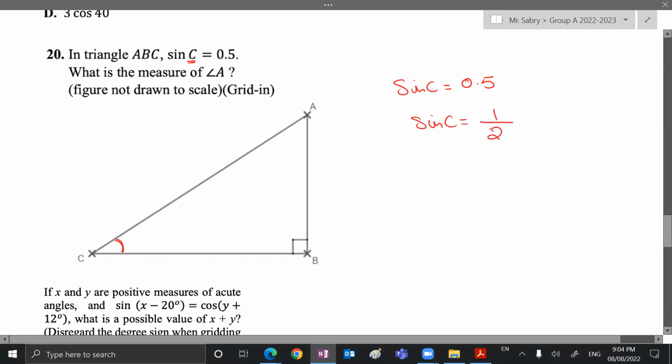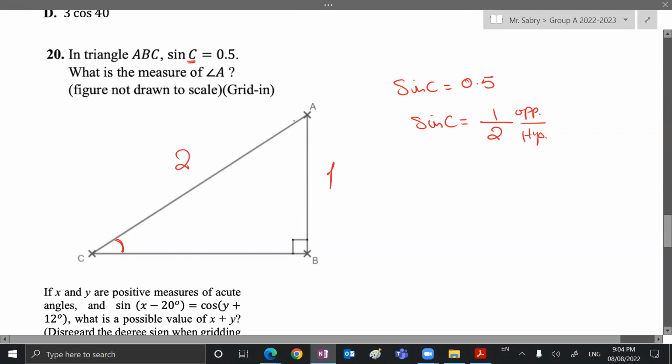So half, 0.5, is the same as 1 over 2. If that's the case, we can assume that this is the opposite and this is the hypotenuse, because the sine is supposed to be equal to opposite over hypotenuse. Which means that if AB is equal to 1, then AC must be equal to 2.